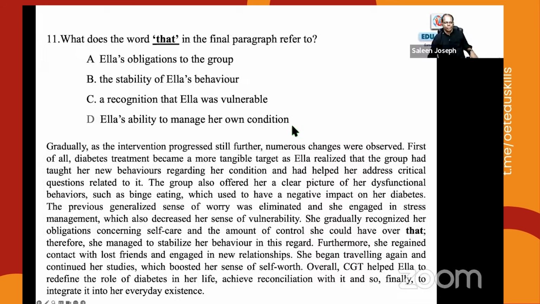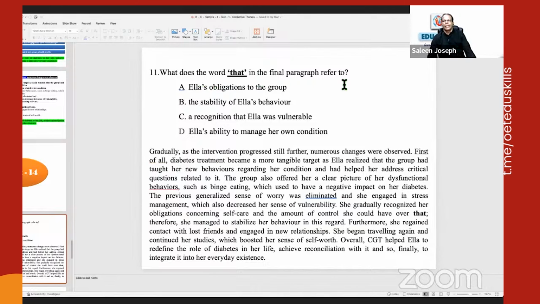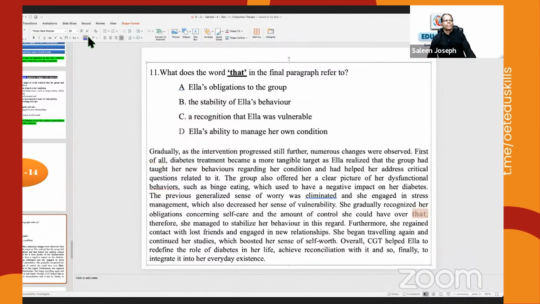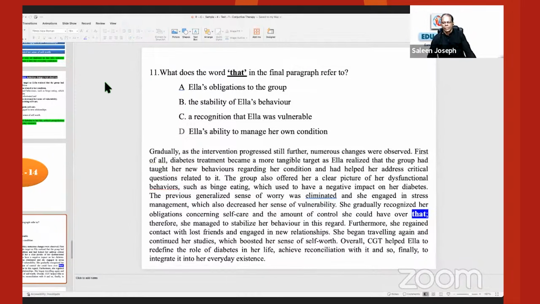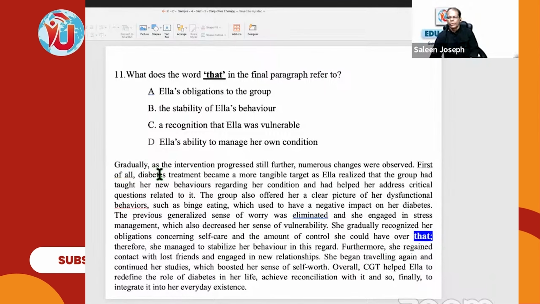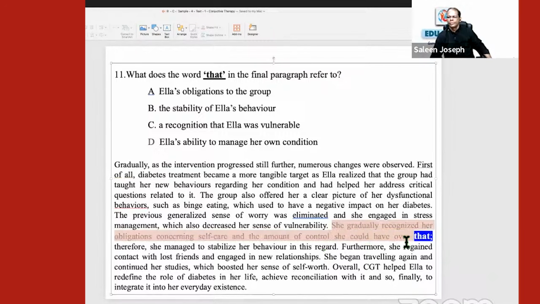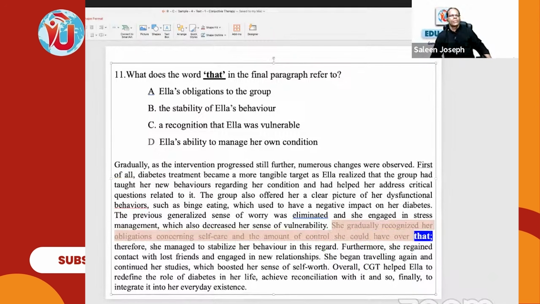Okay, text 14. What does the word that in the final paragraph refer to? Immediately you have to go to the word, right? Yes, Father. You have to go to the highlighted words. Then where will you find the answer? Before or after? Where you have to see first? Before that, right? First, you have to look before. If you don't find, you can go after.